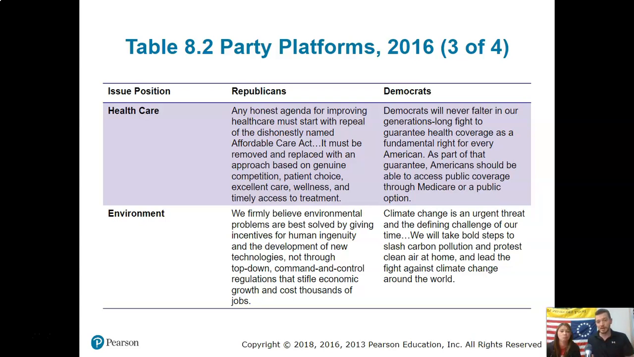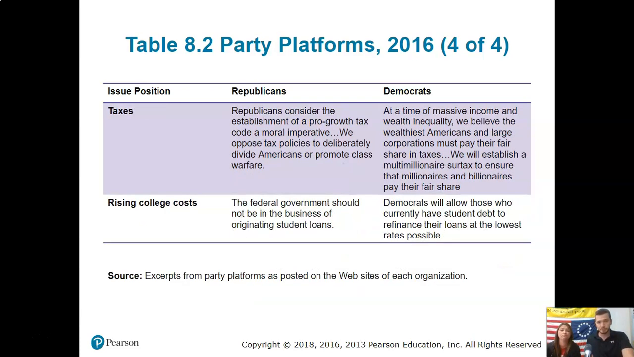This is becoming a lot more popular. Environment, same thing. And again, we've talked about these guys too.